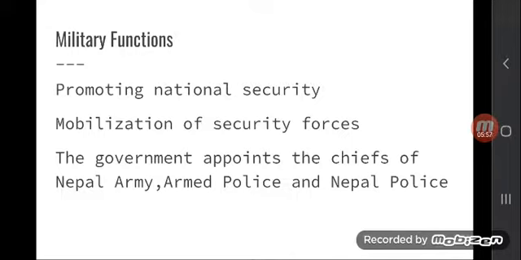But one important thing is that executive is responsible to the legislature. Legislature forms executive. The party which has majority in the legislature can form the government, can run the government, and the executive, the council of ministers, they are responsible to the legislature. Keep in mind.